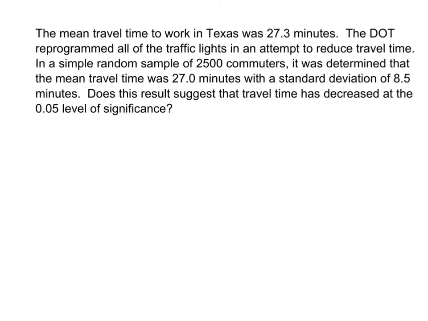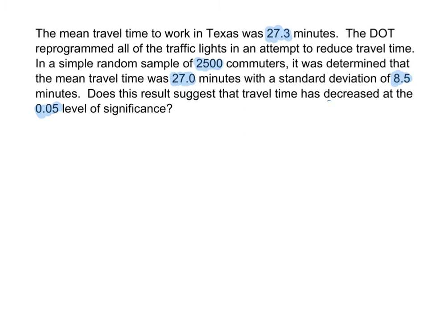Here we get to our next example. Pause the video if you want to read through it once. But we have a mean travel time in Texas, 27.3 minutes. Department of Transportation reprograms things. Sample 2,500 commuters, and their mean travel time after the reprogramming, 27 minutes. Standard deviation, 8.5 minutes. Does this suggest that travel time has decreased at the 5% level of significance?